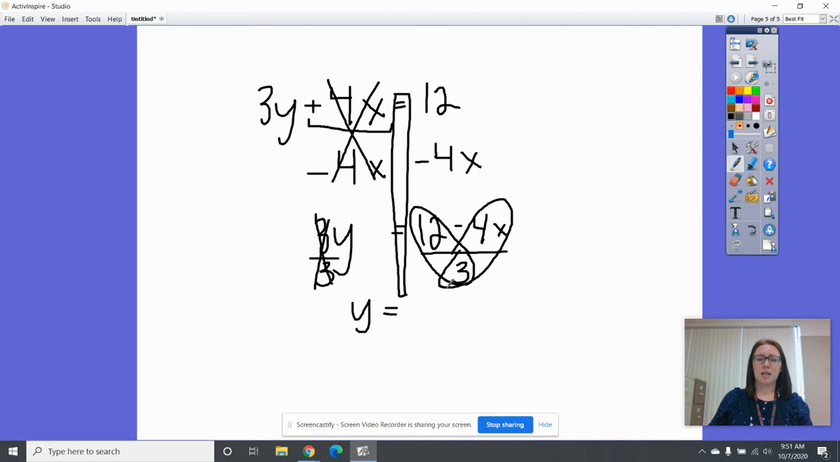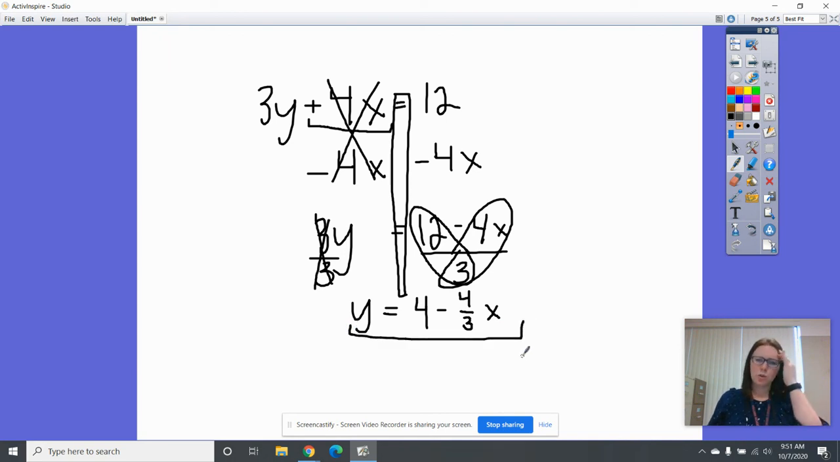So 12 divided by 3 is 4 minus, now 4 divided by 3. That's like 4 divided by 3, just like this with an x next to it. If I divide this, I'm going to get 1.3 repeating. But when we do slope-intercept form, we like to keep the thing that's next to the x as an improper fraction because the thing multiplied by x is our slope. So we like to be able to see our rise and our run. So now we're done. This is slope-intercept form.